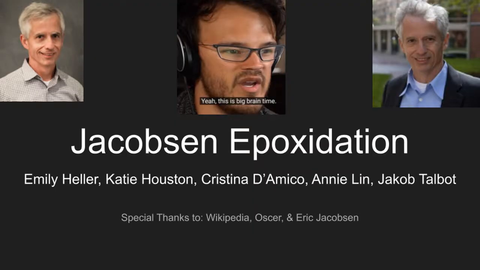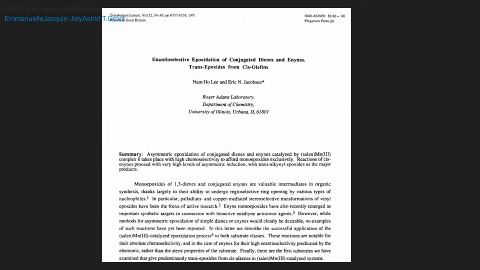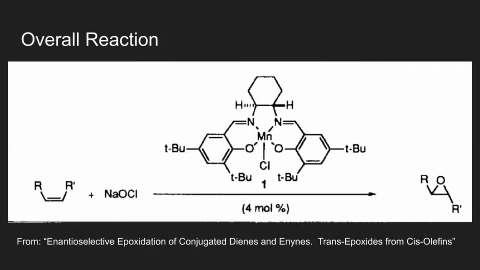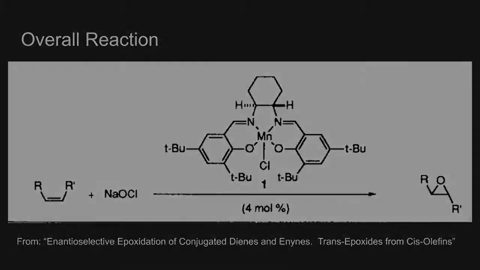The Jacobsen epoxidation is a chemical reaction that produces a single enantiomer when creating an epoxide out of an alkene. Jacobsen published his reaction in his 3-page 1991 paper. This is his paper, and this is Jacobsen. This is the overall reaction, and as shown, the alkene forms an epoxide when reacting with the Jacobsen catalyst.